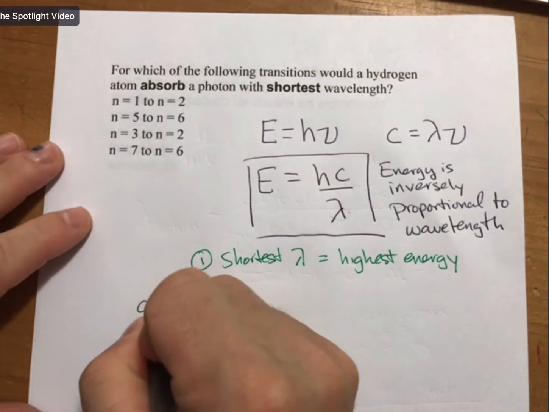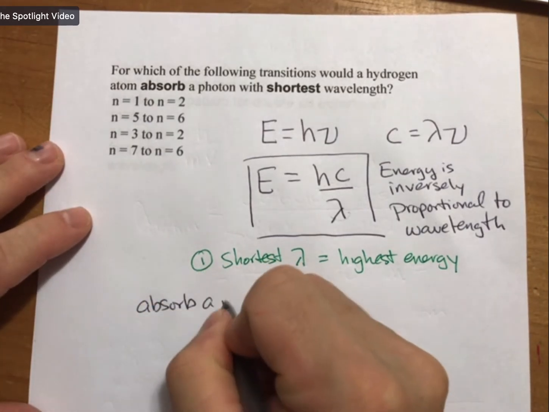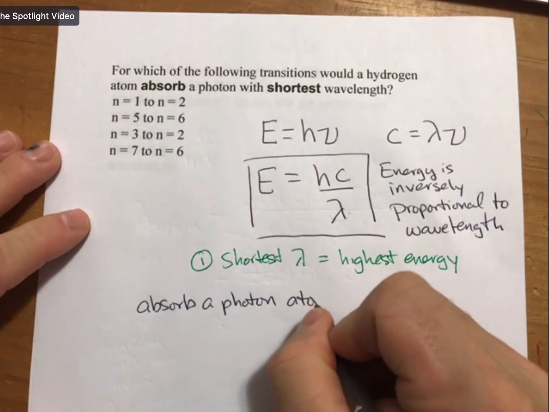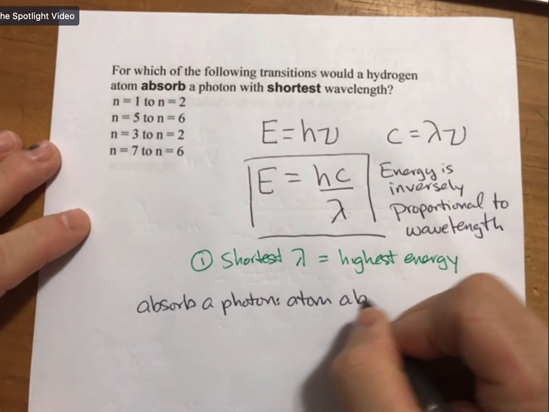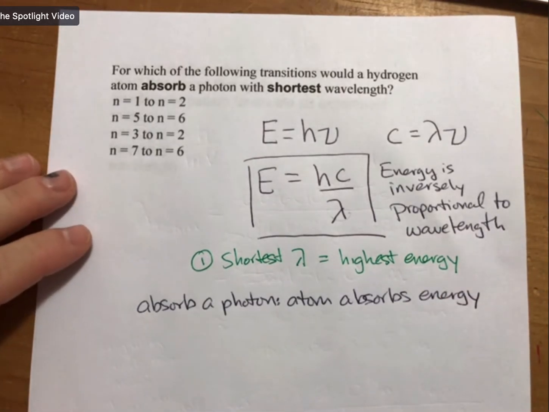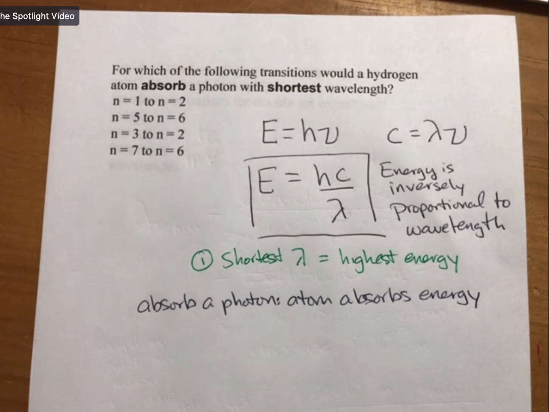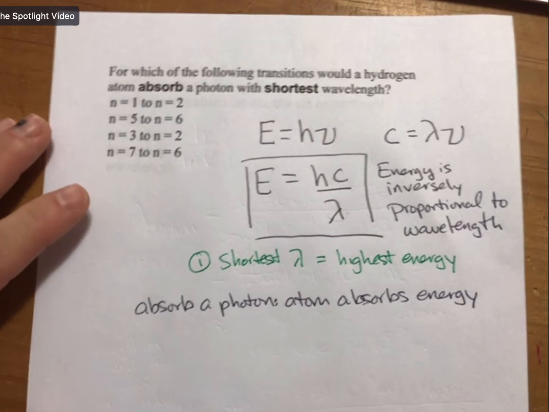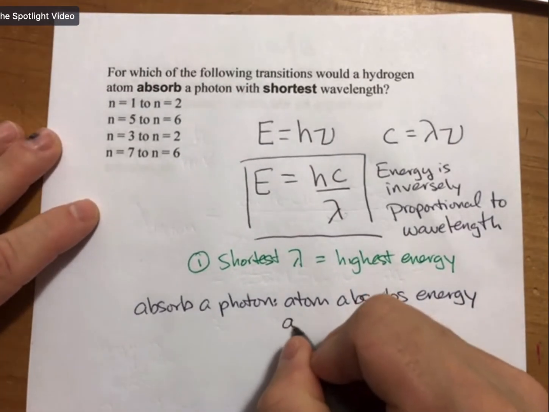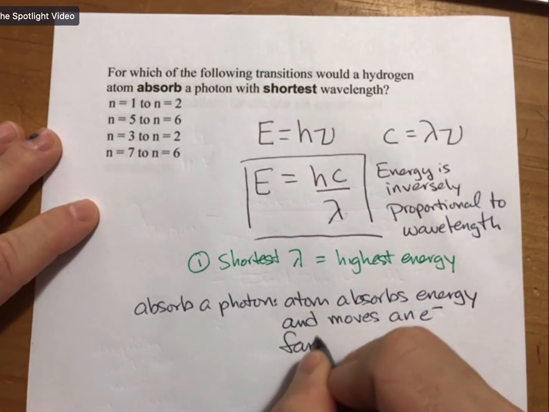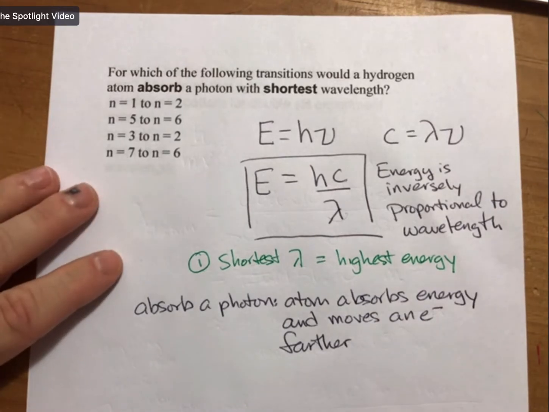Now absorb a photon means that the atom absorbs energy. I guess that should be a colon there. Atom absorbs energy. And when an atom absorbs energy, so there are other ways to do it, but typically when it absorbs a photon, it absorbs energy and moves an electron farther from the nucleus.